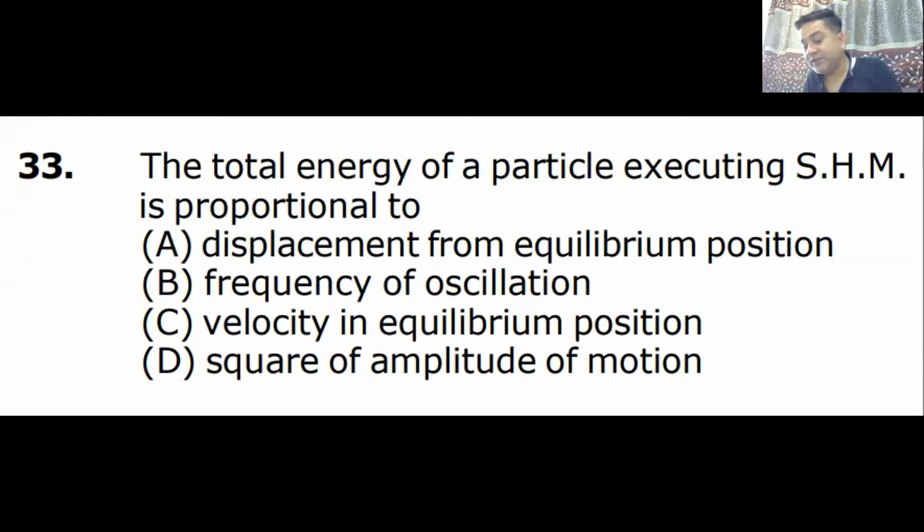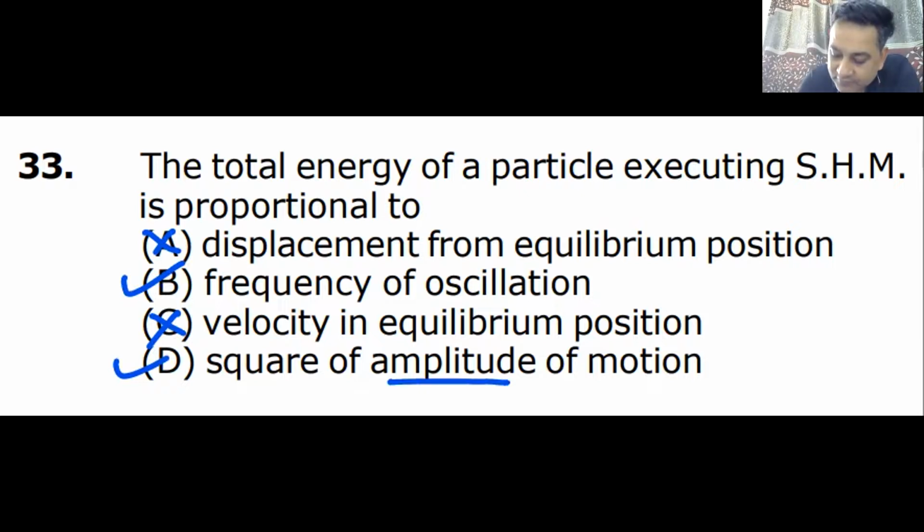The total energy of a particle executing SHM is proportional to what? A, B, C, D: displacement, frequency, velocity, square of the amplitude of motion. So, option A is wrong. Option C is also wrong. B and D are correct. It is half KA square. K depends on omega. D, sir.